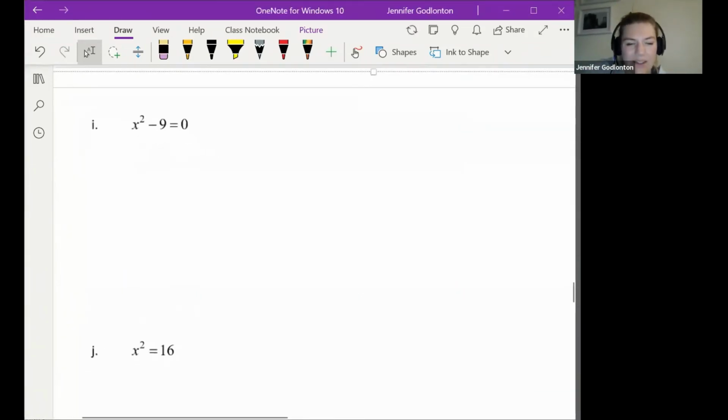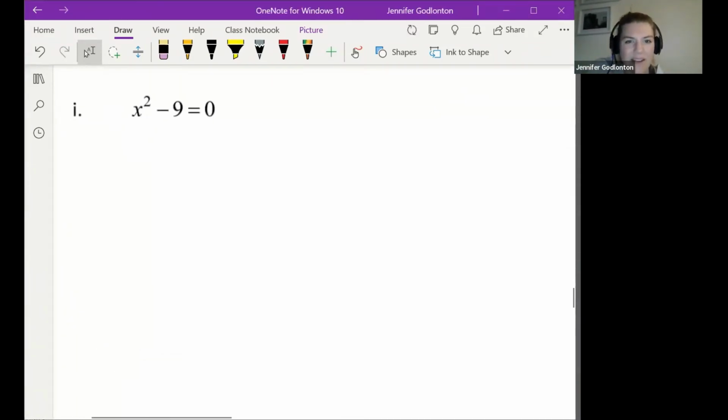Okay, let's have a look at this one. I've got x squared minus 9 is equal to 0. So x squared is telling me it is quadratic, which means it needs to equal 0, which is right. Okay. Now I need to factorize. How do I factorize this? What do I do?